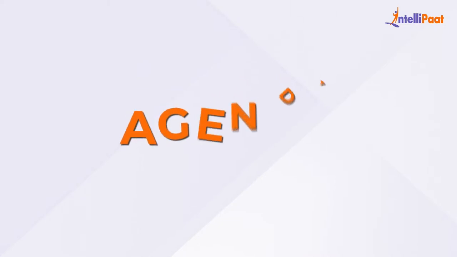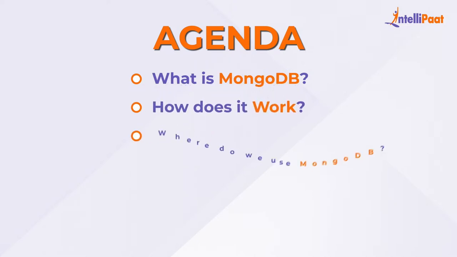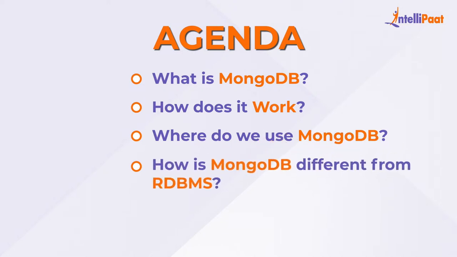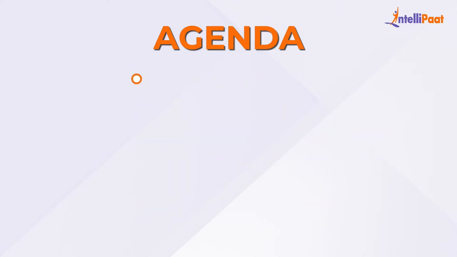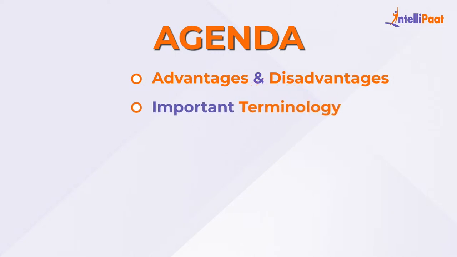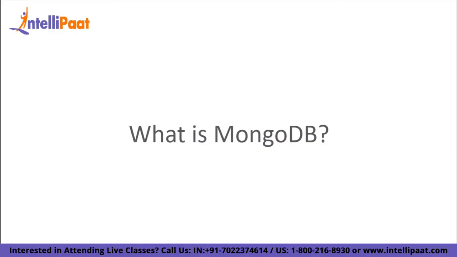Now let's take a look at the agenda. Firstly, we will see what is MongoDB, then how does it work, then we will see where we actually use MongoDB, then how MongoDB is different from RDBMS, and some features of MongoDB. Then we will move on to the advantages and disadvantages, after which we will look at some of the important terminology in MongoDB. Then we'll take a look at some of the basic commands, some CRUD operations, and lastly, some hands-on. Now let's start with the first agenda, that is, what is MongoDB?